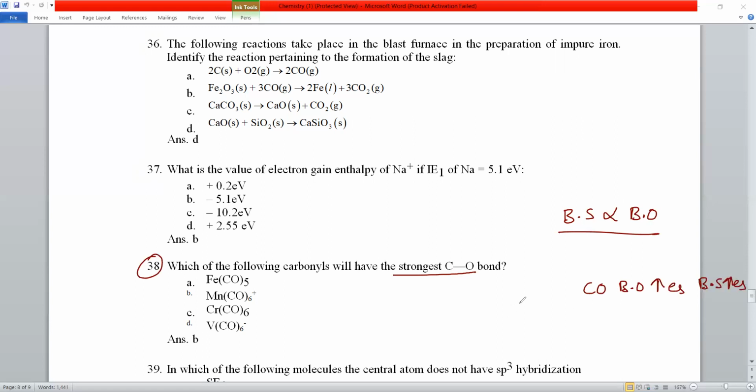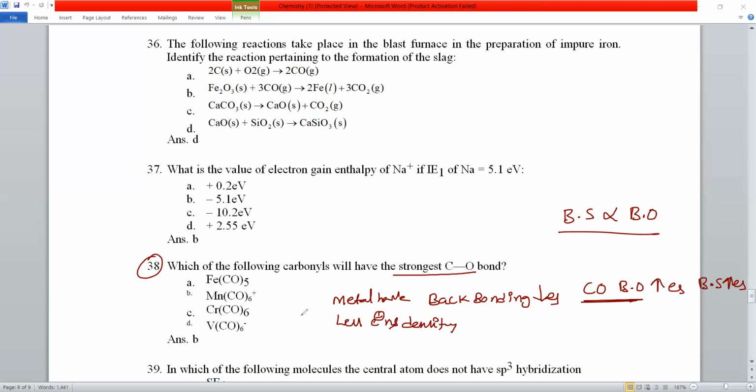When CO bond order will be more? When back bonding is less, CO bond order should be greater. So back bonding when it will be less? When metal will not have electron density, metal will have less electron density. Back bonding is less, CO bond order is more, bond strength is more.